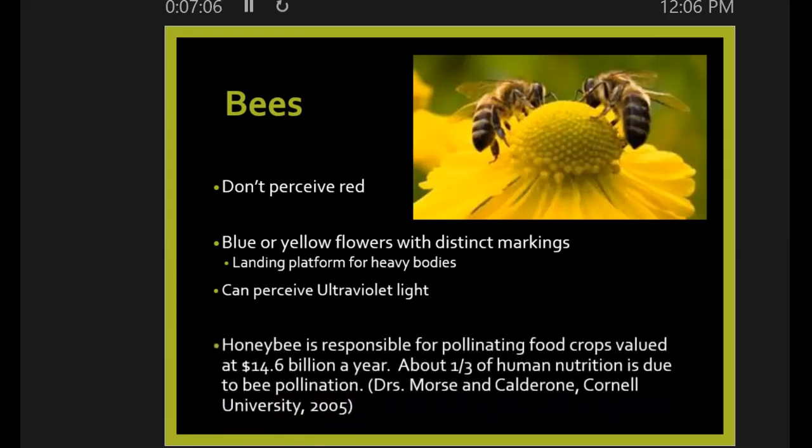And then, of course, I've mentioned this more than once, we rely heavily on honeybees for our food production because they need to pollinate in order for the fruit to get made. It's estimated that about one third of our nutrition is reliant on successful honeybee pollination.